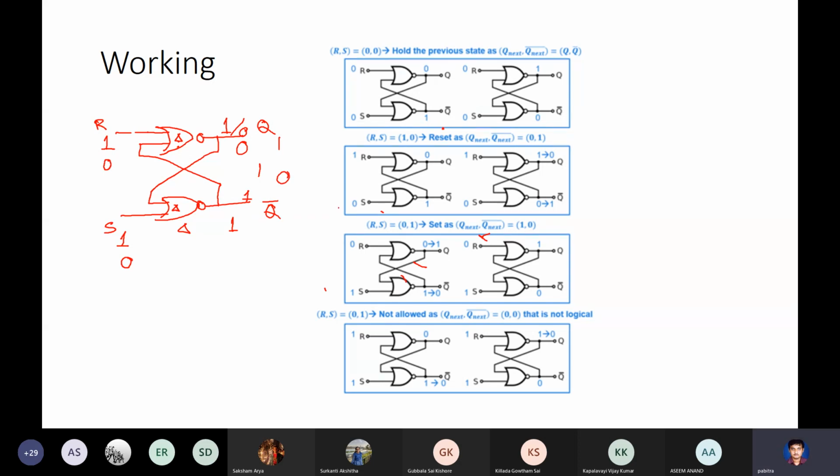So if we follow this input sequence 1 1 followed by 0 0, the output will depend on which gate is faster. It will depend on the implementation. So this is an ambiguity. Since you don't know which gate is faster, there is an ambiguity in the output. This is called a race condition. So a race condition may happen. That's why this input 1 1 is invalid. This is not allowed.